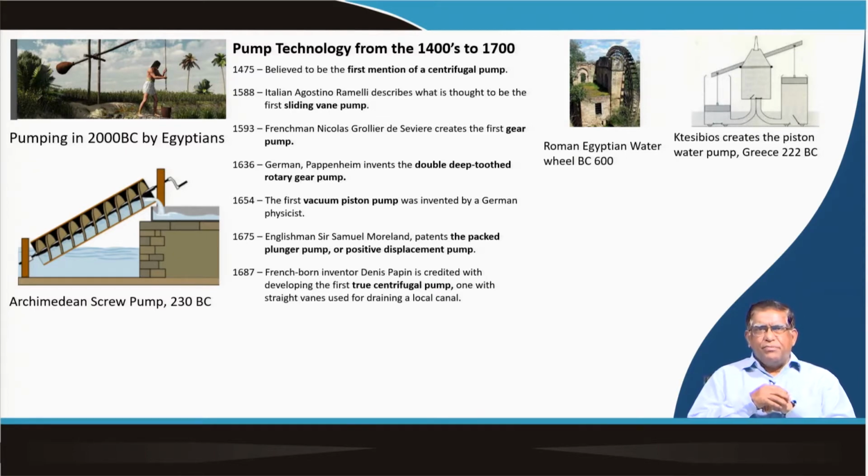It started from the 14th century to the 17th century. There were different pumps that got developed. The first centrifugal pump came in 1475, and then the oil gear pump came in 1593. So there are different types of innovations and developments in this.